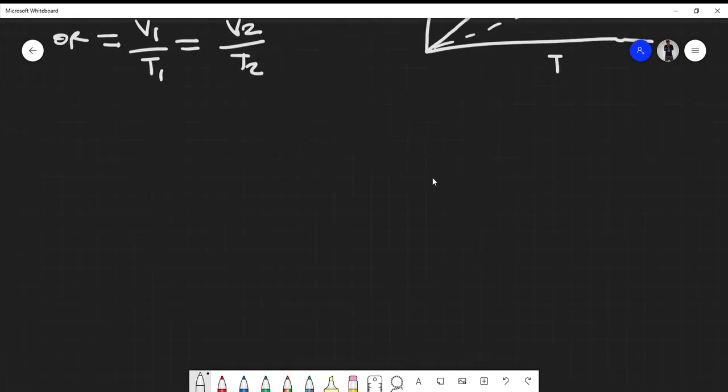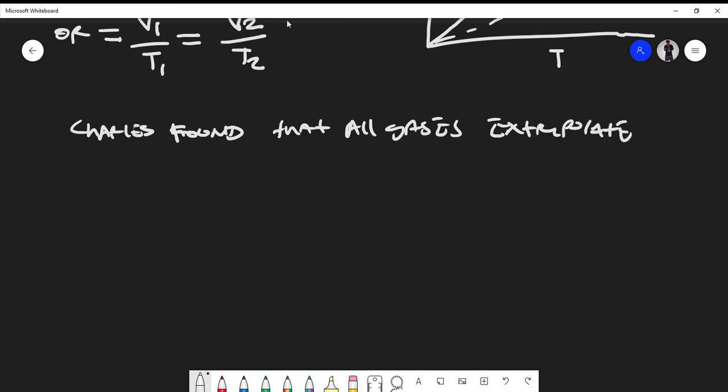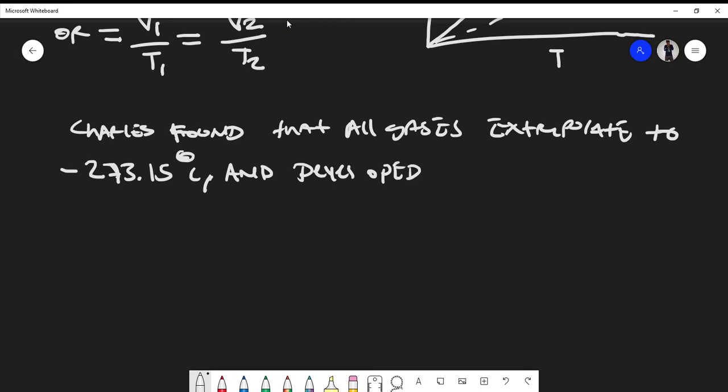Right? So Charles interestingly found that all gases extrapolate to about negative 273.15 degrees C. All right, I'm sure you are familiar with this number, but this is where this number comes from. And he pretty much developed the absolute temperature scale.